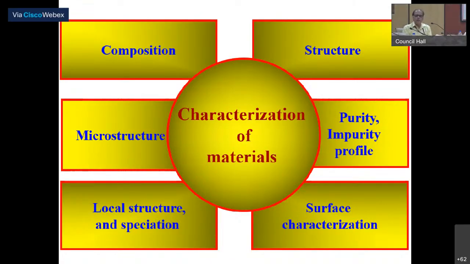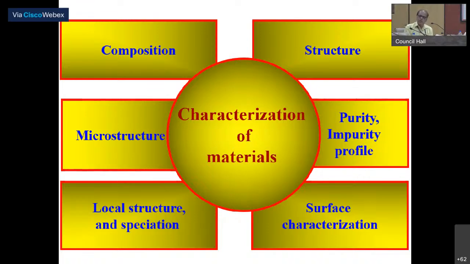Now, another very important part of this course is characterization of materials. When I say that a given material needs to be thoroughly characterized, what does it mean? It means you have to find its composition very precisely. You have to elucidate the structure. You have to find the microstructure, and you also have to find local structure and speciation, surface characterization, and you have to find the purity. We talk about 13N purity kind of materials.